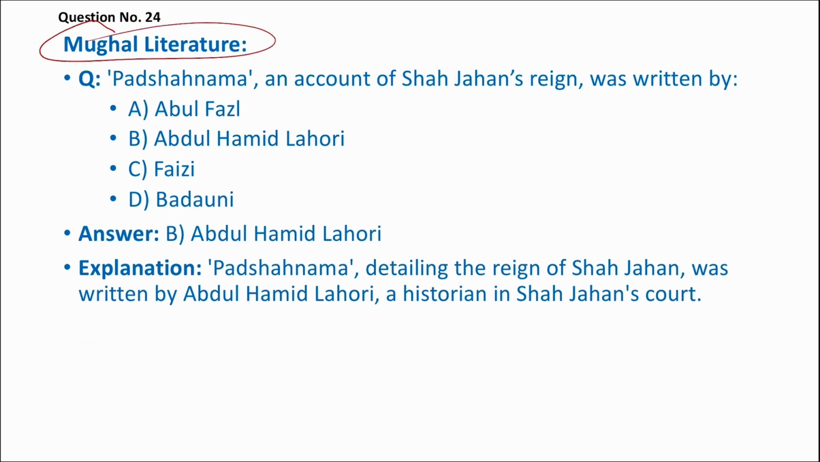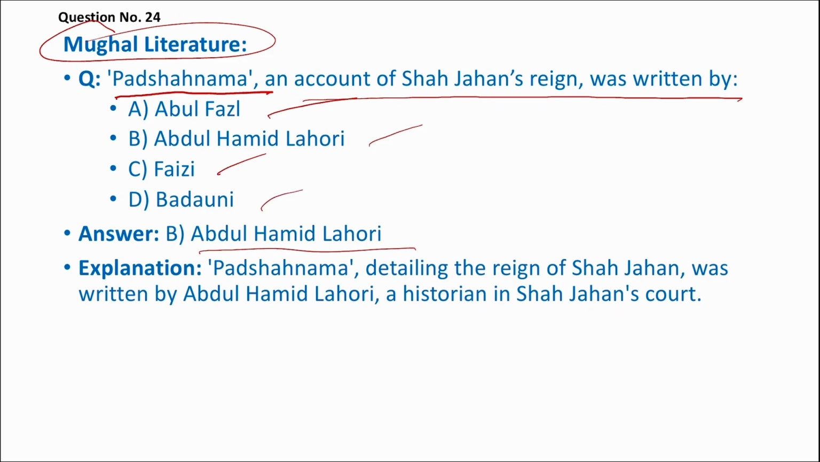The next question is on Mughals. Padshahnama, an account of Shahjahan's reign, was written by whom? Abdul Fazl, Abdul Hamid Lahori, Faizi, Badauni. Abdul Hamid Lahori is the correct answer. So Padshahnama, detailing the reign of Shahjahan, was written by Abdul Hamid Lahori, a historian in Shahjahan's court. It details the reign of Shahjahan.